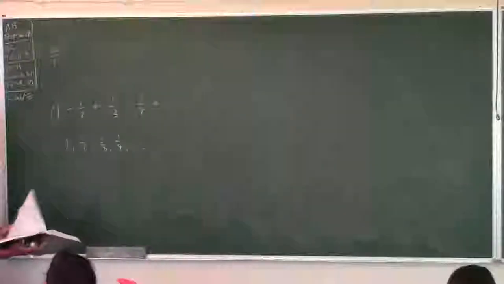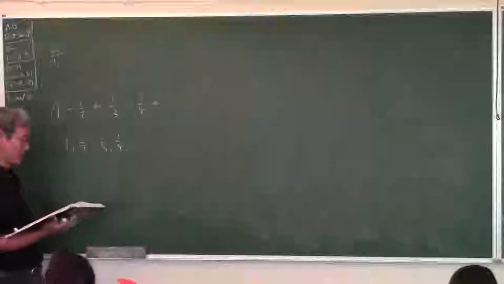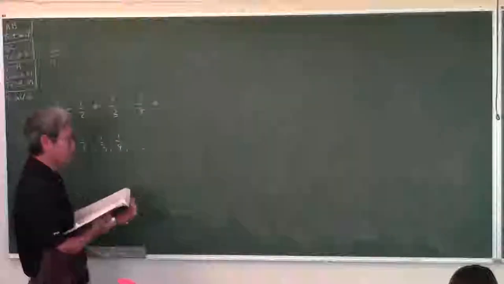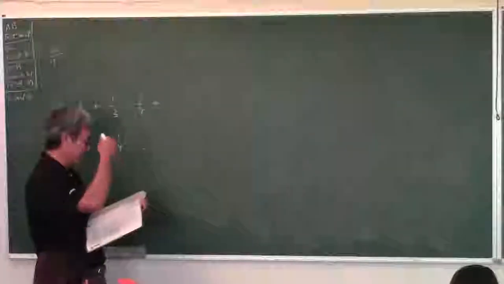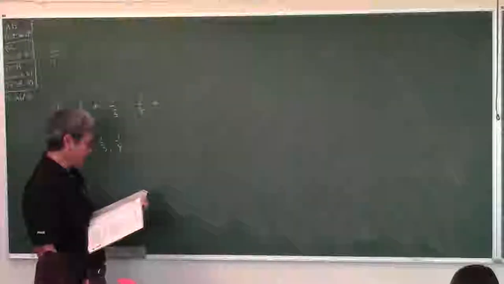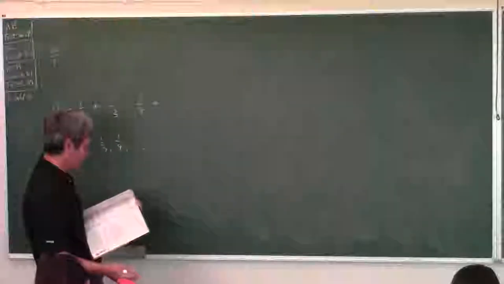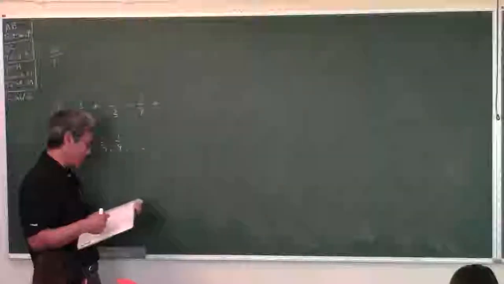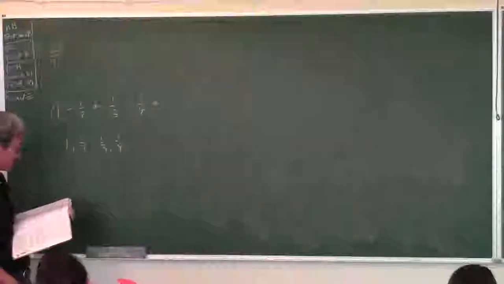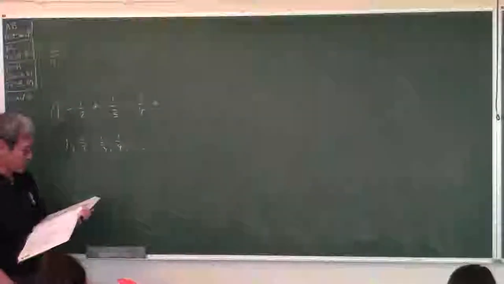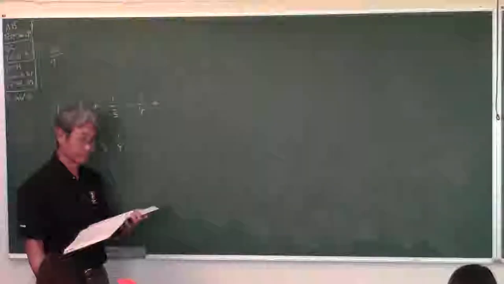Okay, turn to page 522, at the top of the page, theorem 13. This is what we did last year, the alternating series estimation theorem. If the alternating series satisfies the conditions of theorem 12, then the truncation error for the nth partial sum is less than u sub n plus 1 and has the same sign as the first unused term.